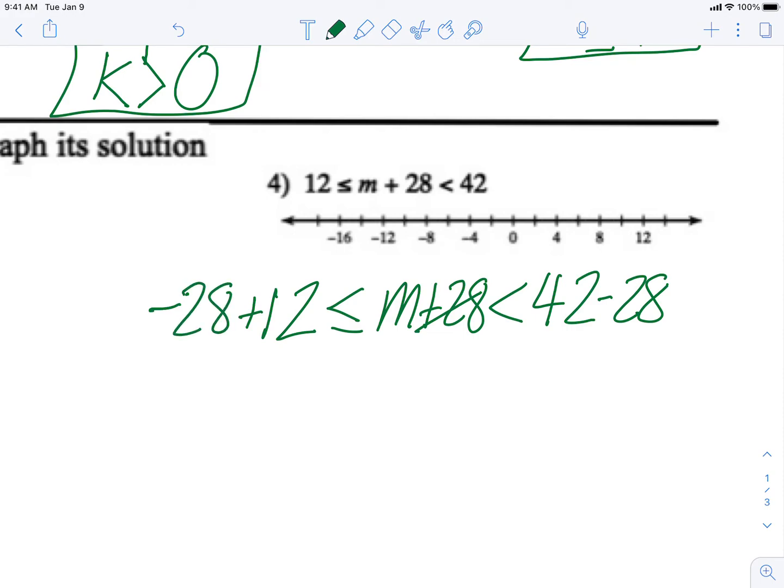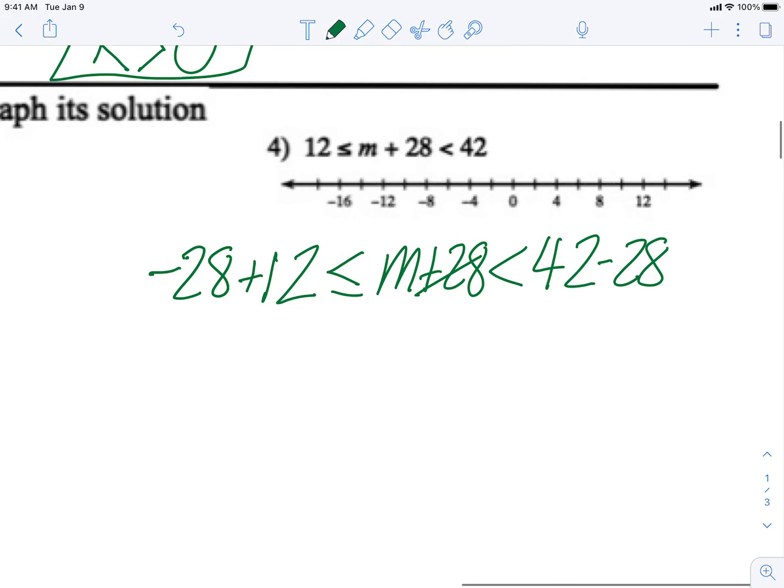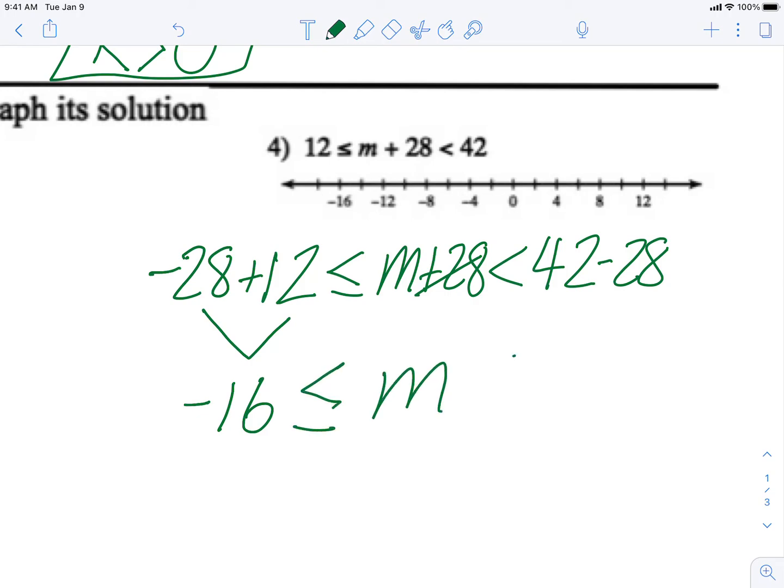Just like that. So now let's combine like terms. A negative 28 and a positive 12 are not the same sign, so I have to subtract. 28 minus 12 is 16. And it's a negative 16 because 28 is bigger and 28 is a negative. I bring down my less than or equal to arrow. I bring down my m. I bring down my less than. Then I do 42 minus 28 is 14. And it's a positive 14 because 42 is bigger and 42 is a positive, right?